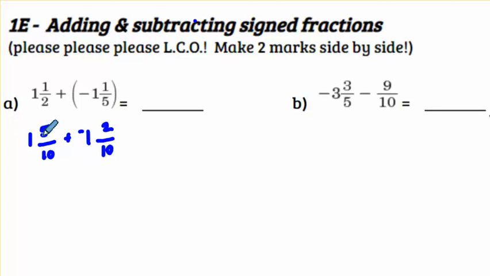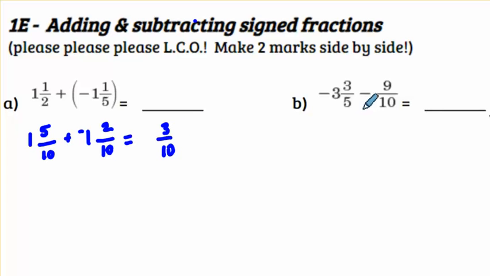All right, so 5 tenths minus 2 tenths is, of course, 3 tenths. And then 1 minus 1 is nothing. And so the last step that I want you to figure out is whether it's going to be a positive 3 tenths or a negative 3 tenths.